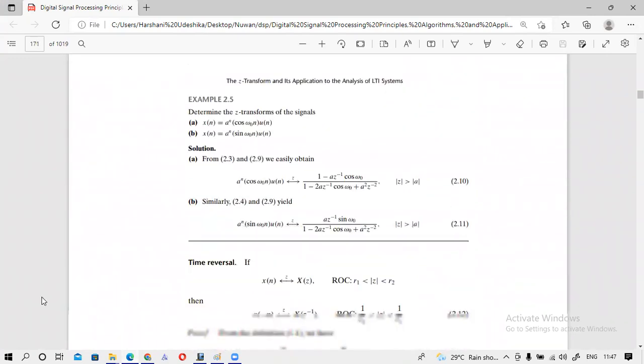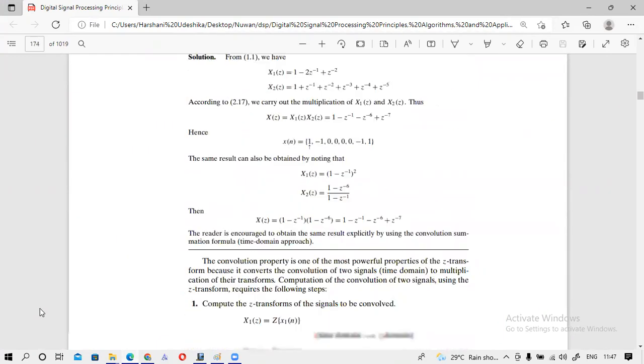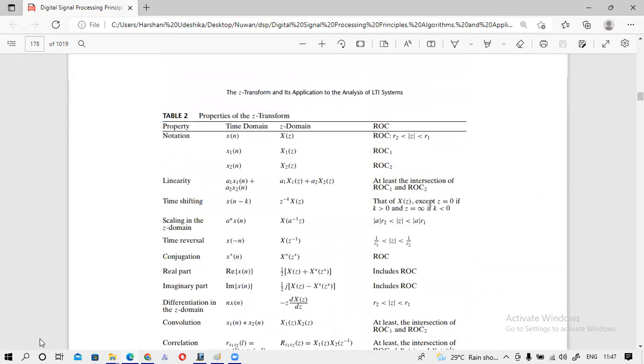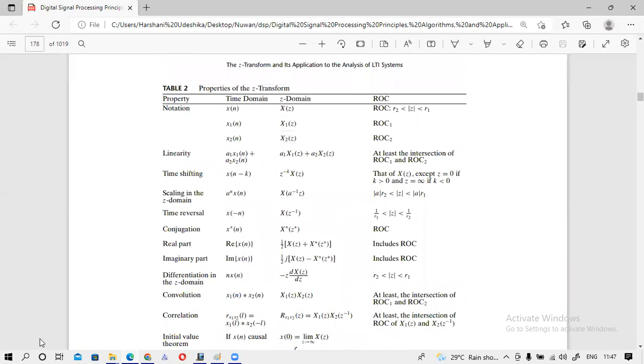I will show you the property. This is our property table. So this is the time shifting property. So what does it say? If you have x[n-k], you will have z^(-k) X(z). So you have to simply multiply X(z) by z^(-k).